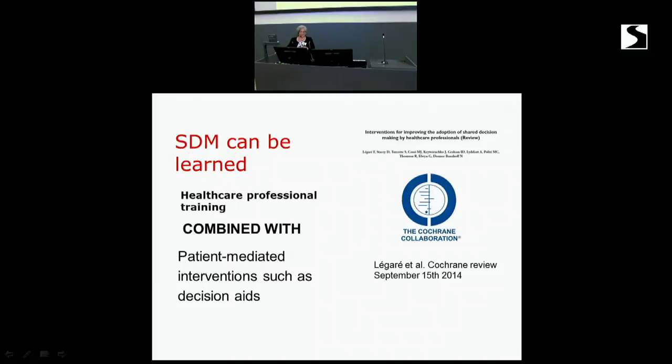And the other big piece of this that we learned is that you can't just target one group or the other. You really need to be targeting both the healthcare team and the patients with different types of interventions.